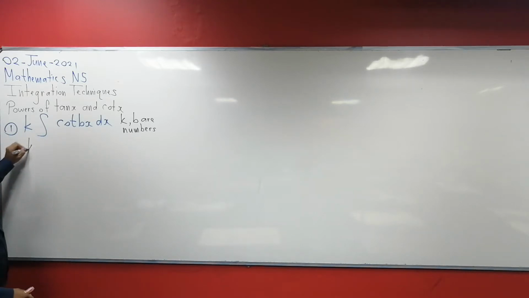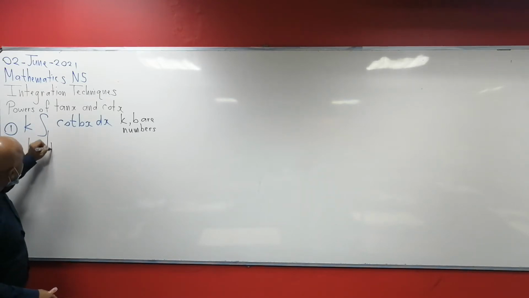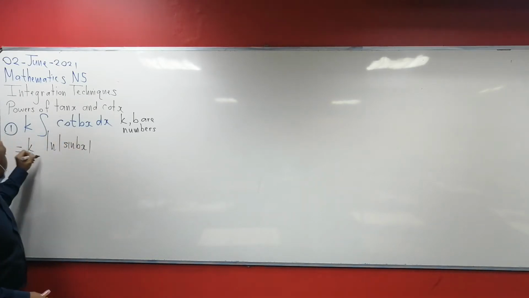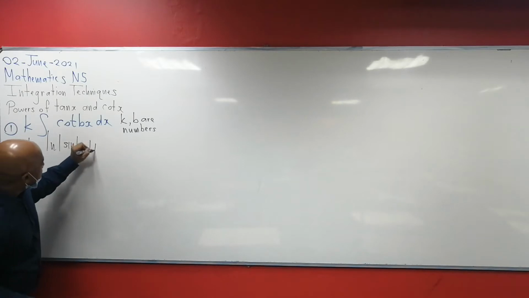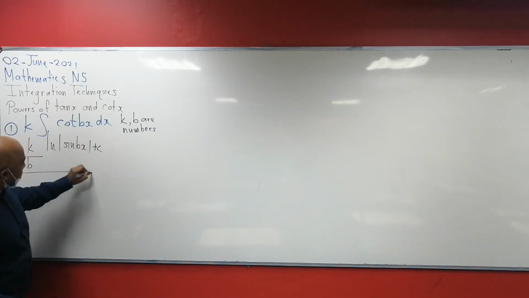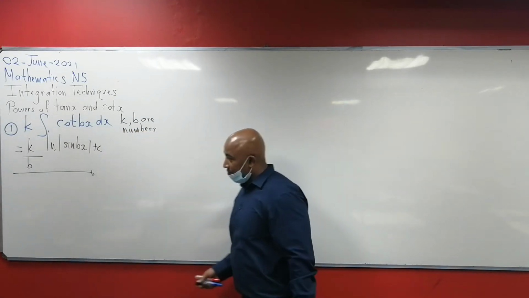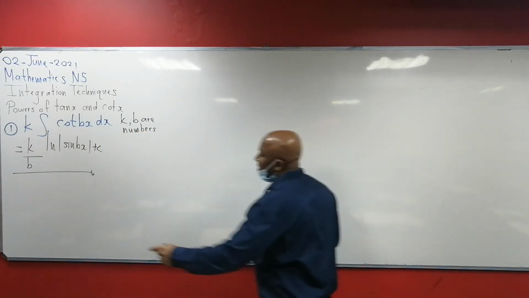Here you will find this directly, straight on the formula sheet. So when you integrate cot bx, it's going to be ln of the absolute value of sine bx, all divided by b, plus c. Now you might be wondering, where did the ln come from? So let me just show it to you.